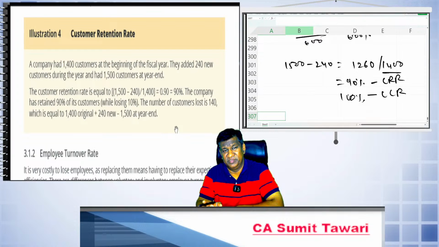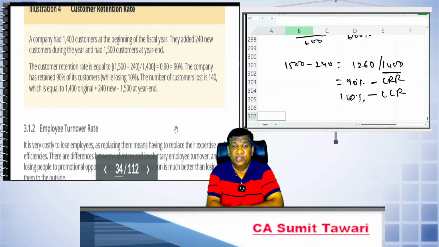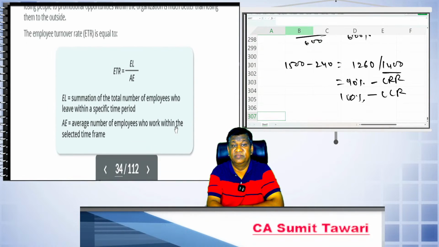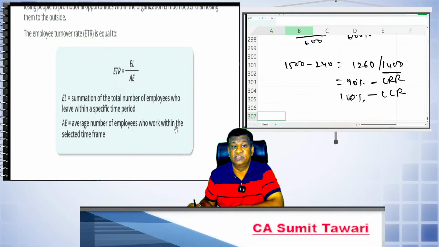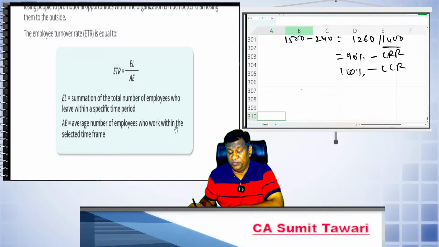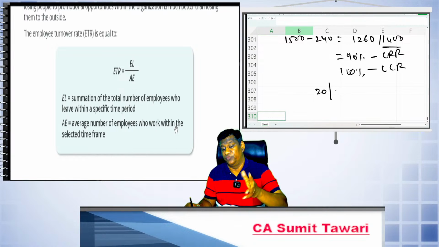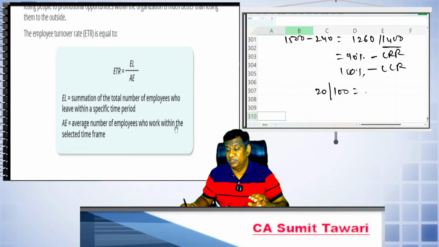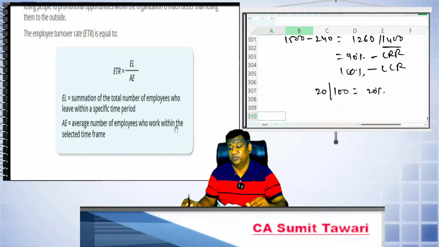The same way applies to defective products. These are non-financial ratios. Then the employee turnover ratio, which works the same way. It is the total number of employees who leave within a specific period, divided by the average number of employees who work within that time frame. Say 20 people leave and the average number of employees in the period is 100. Then 20% is my employee turnover; 20% of people may move.